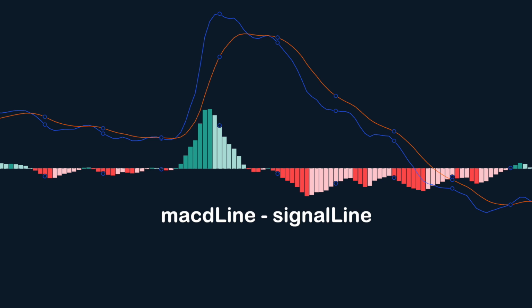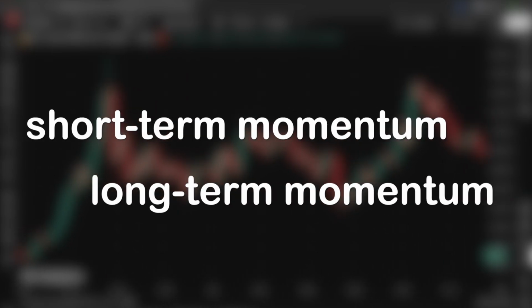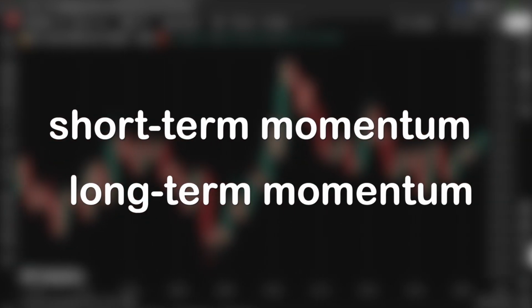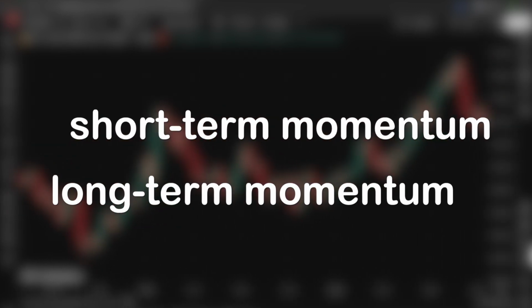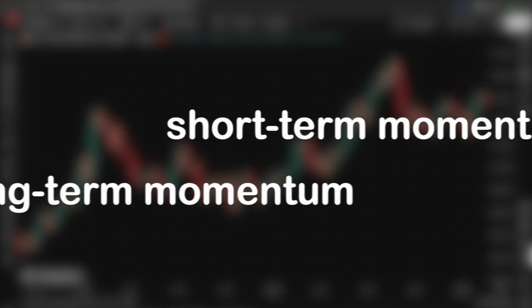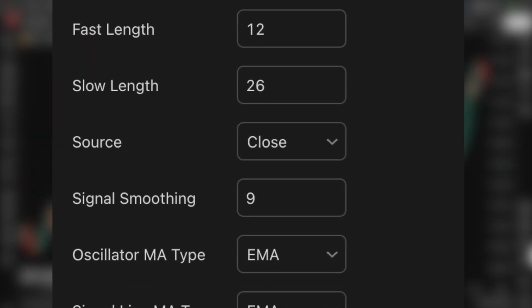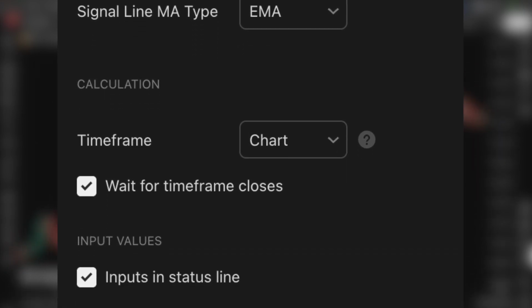When the MACD line is above the signal line, the histogram is positive and green, and when it's below, the histogram is negative and red. You can think of MACD as a way of comparing short-term momentum with long-term momentum. When the short-term trend starts to outperform the long-term trend, that's usually when a cross happens, and potentially a signal. All of these values, the fast EMA, slow EMA, and signal EMA, are customizable in TradingView, so you can adapt MACD to fit different asset classes.